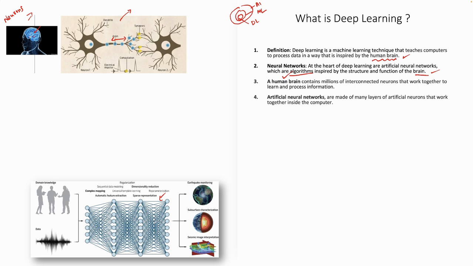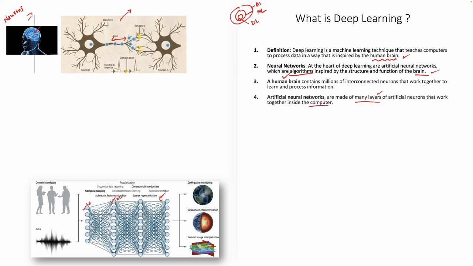Doesn't it look similar? Yes, it does. You can think of it like these are different neurons, like neuron 1 connected to neuron 2, connected to neuron 3, and same way they are interconnected to each other. So artificial neural networks are made of many layers. Remember, we call them layers. So this is one layer, this is the second layer, third layer, and there could be several layers, right? So these are made up of many layers of artificial neurons that work together inside the computer.